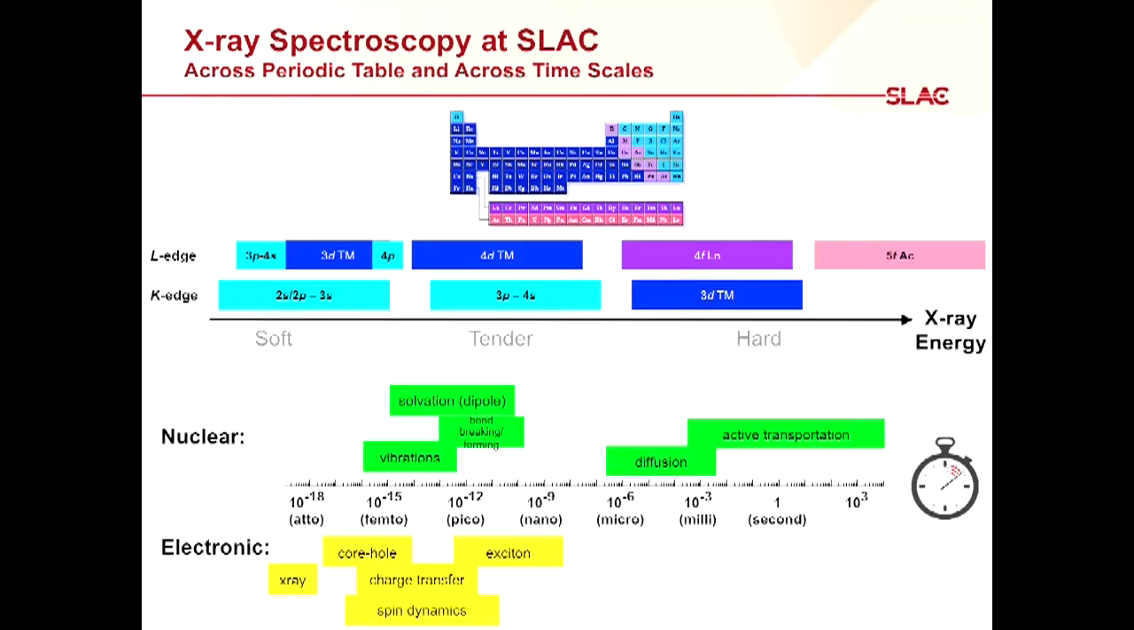Obviously, based on the energy that the X-ray sources can provide, we can access almost all of the periodic table. Here at SLAC, for example, and in other facilities as well, we provide X-rays across the whole spectrum, from the very soft X-rays to the very hard X-rays, and in this way we can mostly capture the whole periodic table when it comes to spectroscopy. At the same time, the capabilities at LCLS can also help time-resolve ultrafast dynamics, but the slower dynamics can also be resolved with conventional synchrotron facilities.